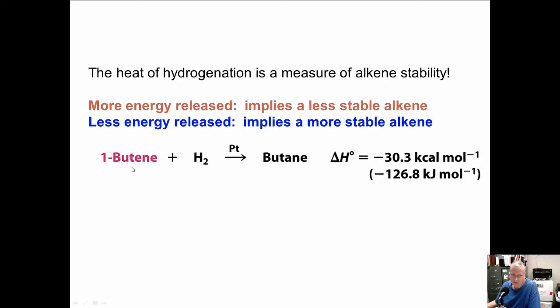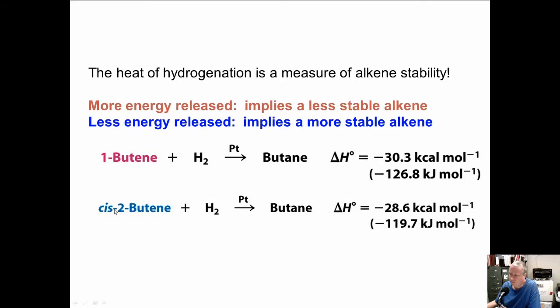1-butene, that's just 4 carbons, alkene on number 1. Plus H2, the amount of energy released is negative 30.3 kilocalories per mole. We usually deal with kilocalories per mole instead of kilojoules. Cis-2-butene, is that more stable or less stable? Less energy is released. It's a little more stable than 1-butene. That's interesting, that an internal alkene is going to be a little more stable than a terminal alkene.